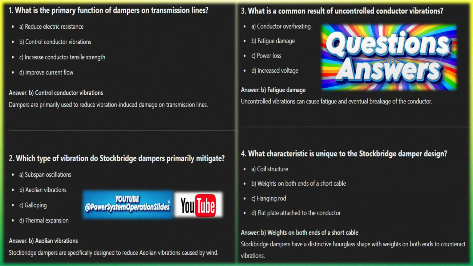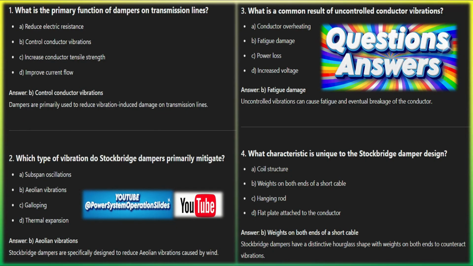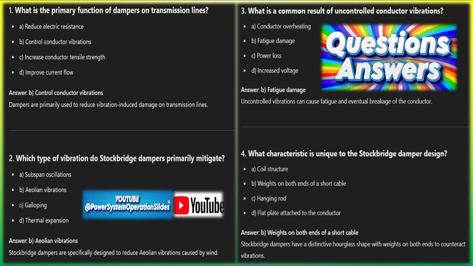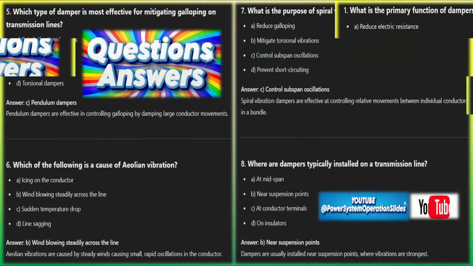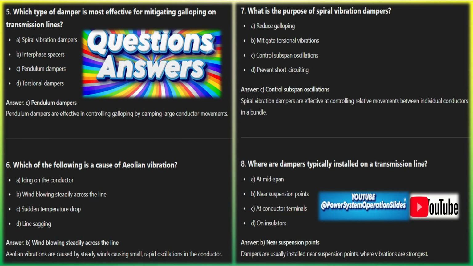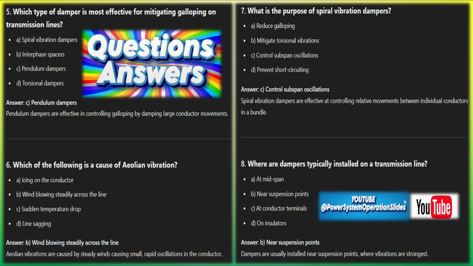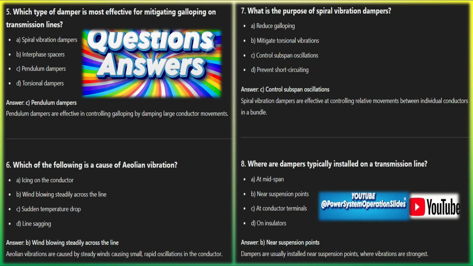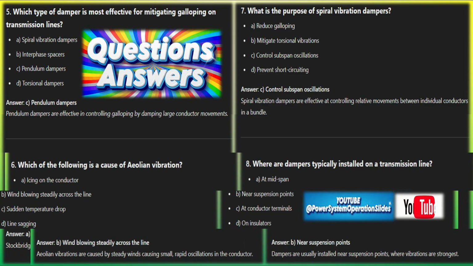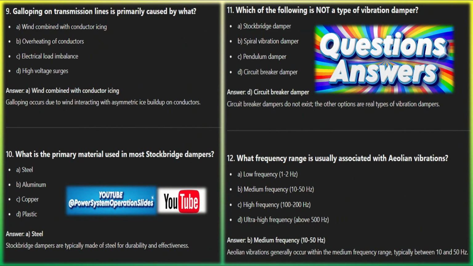Reduced maintenance costs. Dampers help to extend the lifespan of conductors, clamps, insulators, and other line hardware by preventing wear and tear from vibrations. This reduces the frequency and cost of maintenance, as fewer conductor repairs or replacements are needed. Improved reliability. By minimizing conductor motion, dampers reduce the risk of faults caused by mechanical wear, breakage, or short circuits, particularly in galloping situations. This increases the overall reliability of the transmission system.